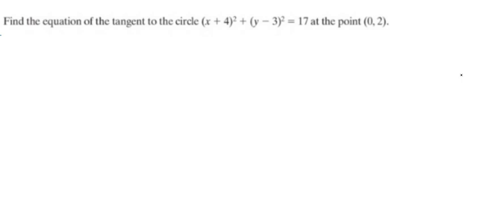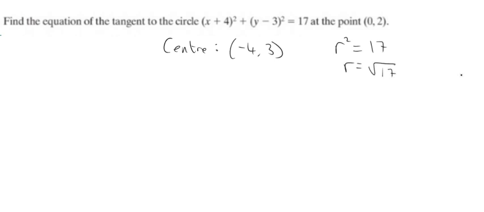So our centre here, we can read it straight off. It's going to be the opposite sign, so it's minus 4, 3. That's the centre, and then the radius: r squared is 17, so therefore r has to be the square root of 17. I don't actually even need the radius for this type of question.